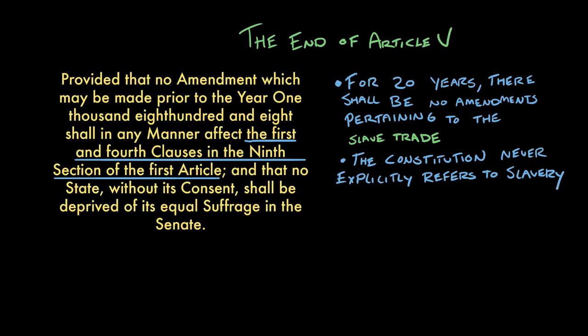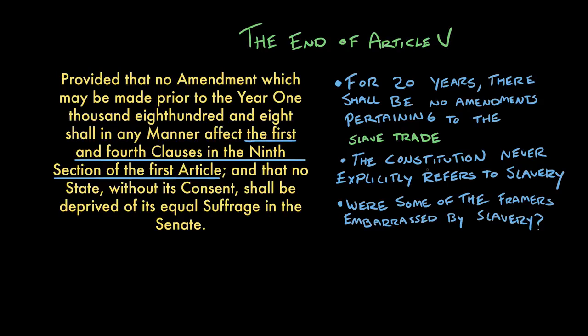There's a variety of thoughts about what was going on, but one very common view is that the framers, or at least some of the framers, were a little bit embarrassed about it. And so they didn't want to make reference to it too explicitly. They might have been a little bit worried about what the verdict of history would be.